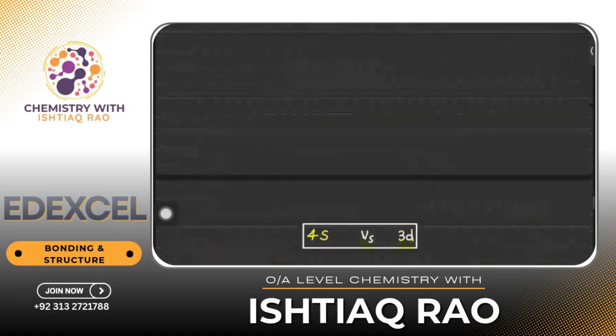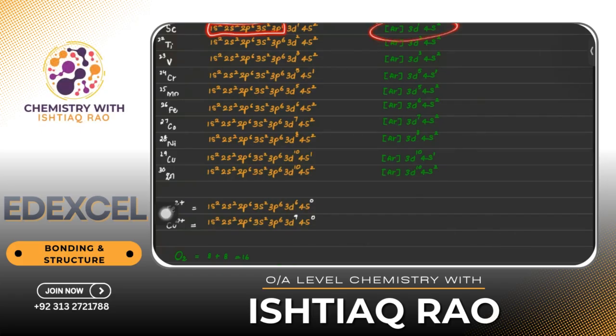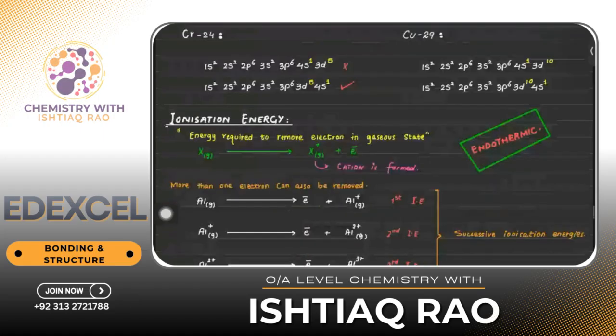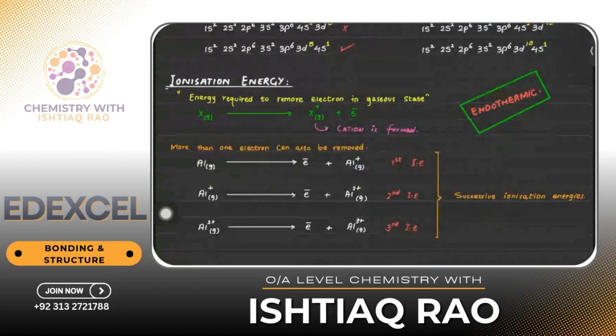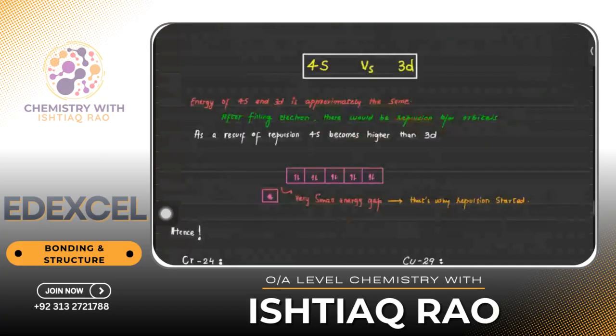I just wrote all the configurations in this way. This is the short configuration, argon. Argon means 18, so you are not supposed to write down this configuration. This is the short configuration, but you must know what is meant by the term Ar. Ar means argon.